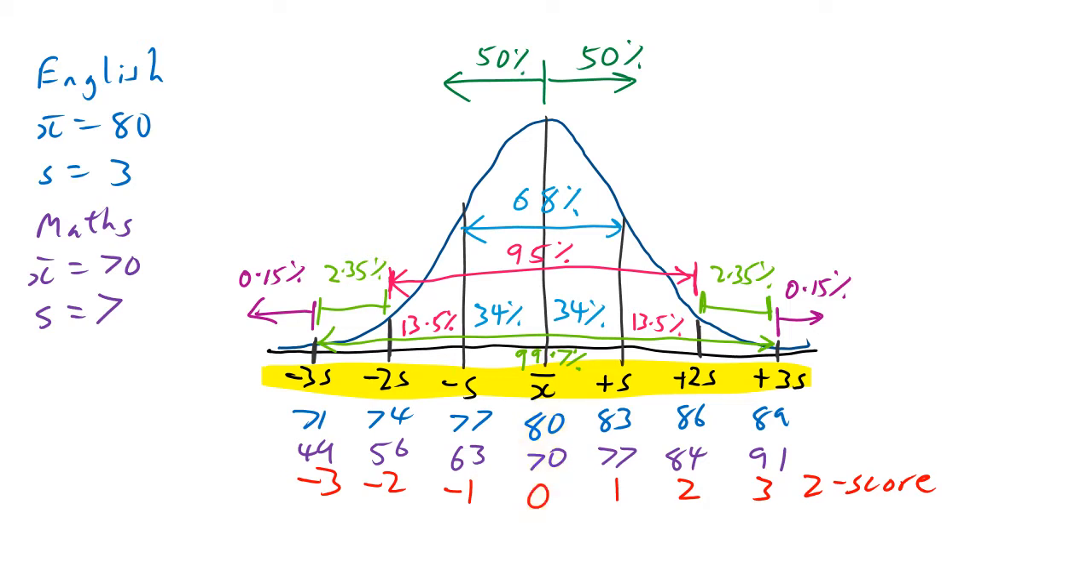So if I said I got 70 in maths, that's a z-score of 0, but if I got a 71 in English, that's a z-score of minus 3, worse than 0, therefore I can compare them. So that's what we're using z-scores for, and this is why they're called standardized scores. I hope that helps you understand what a z-score is.